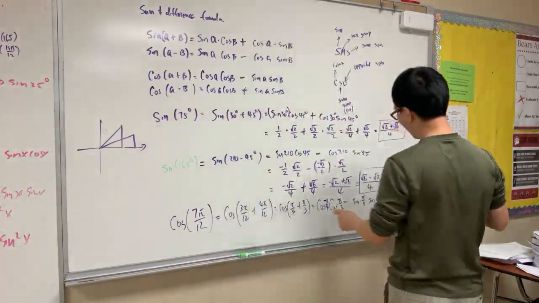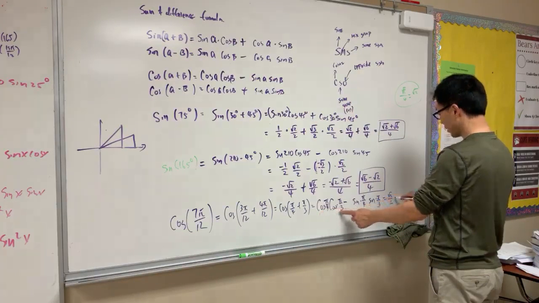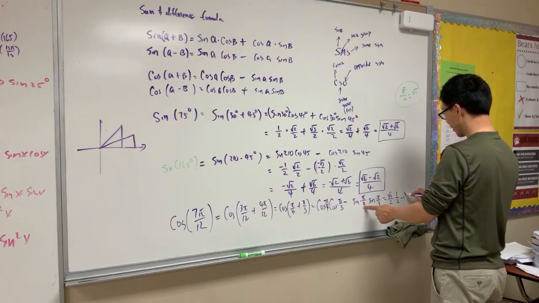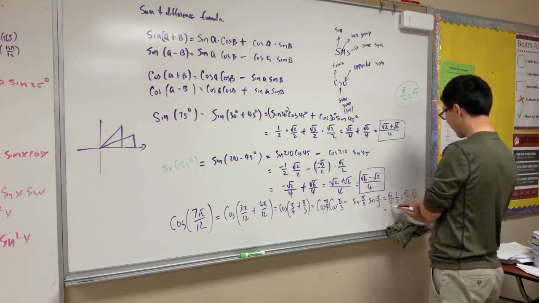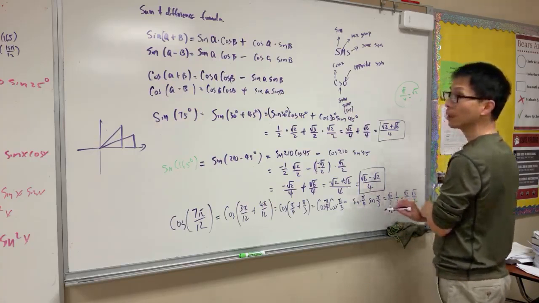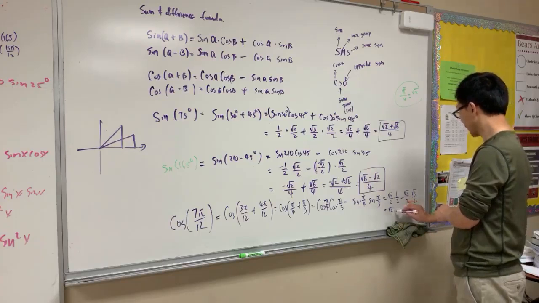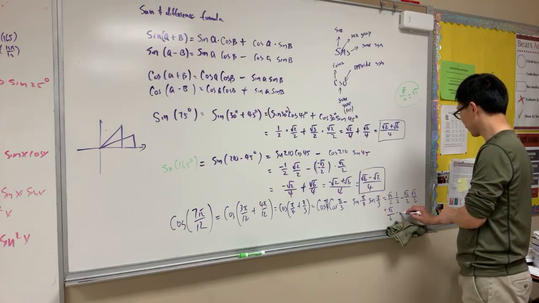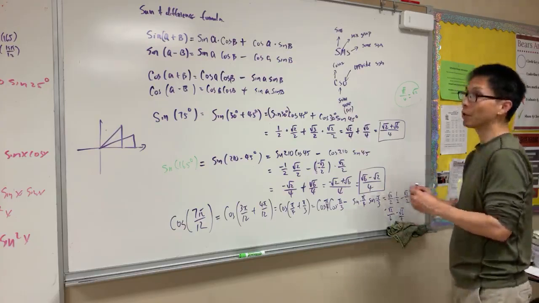So you should end up with what? Square root of 2 over 2 times 1/2, minus square root of 2 over 2 times square root of 3 over 2. So that's equal to square root of 2 over 4 minus square root of 6 over 4. Okay, so I want you to try this one.